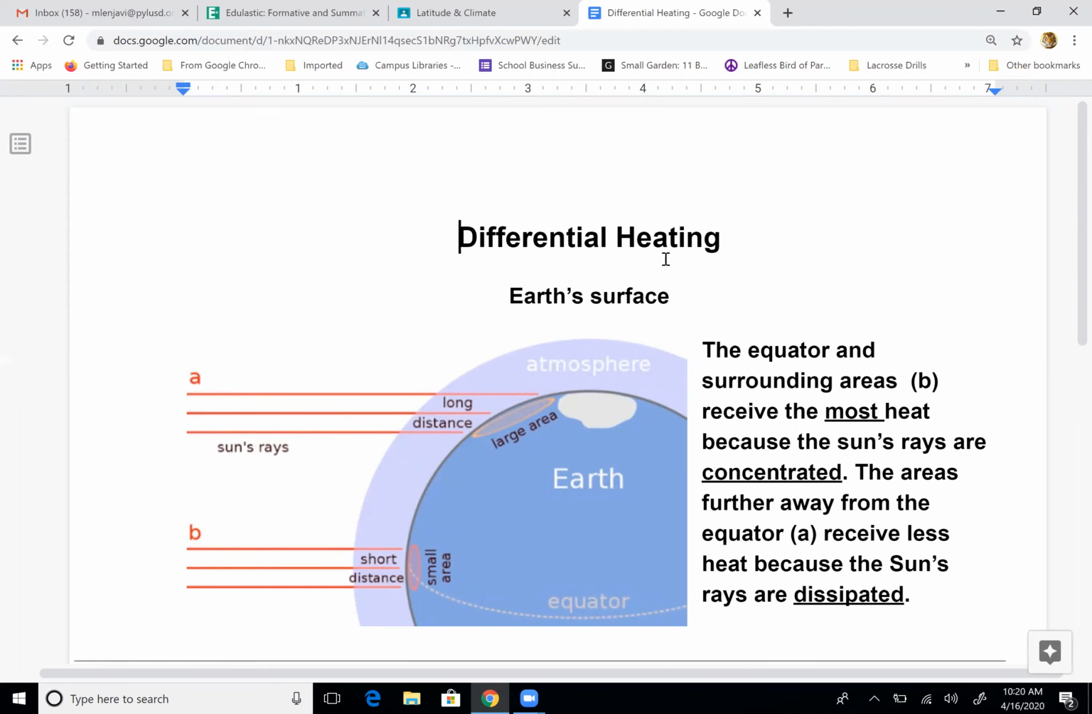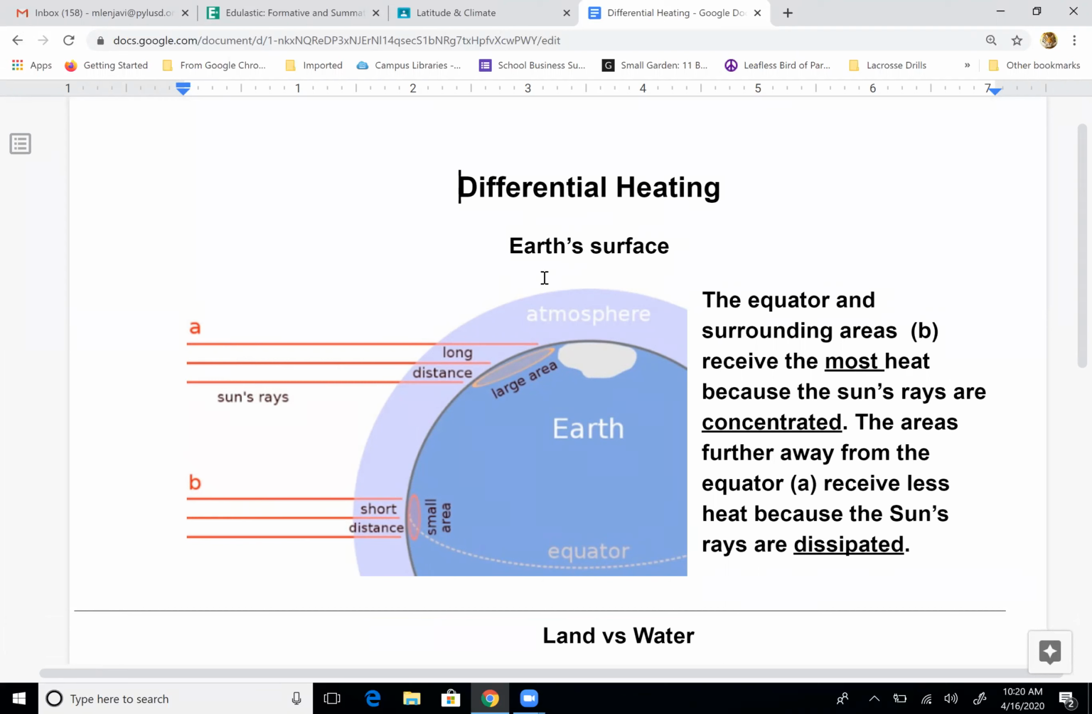So differential heating, that word differential just means there's a difference between heating. And the first one is just a review of what happens to the Earth's surface. So the equator and the surrounding areas, right down here, the letter B, the sun's rays hit this area in a more concentrated manner. So there's more heat here. And as the Earth curves around the poles, the sun's rays are dissipated. You have that word dissipated versus concentrated. They're opposites of each other.